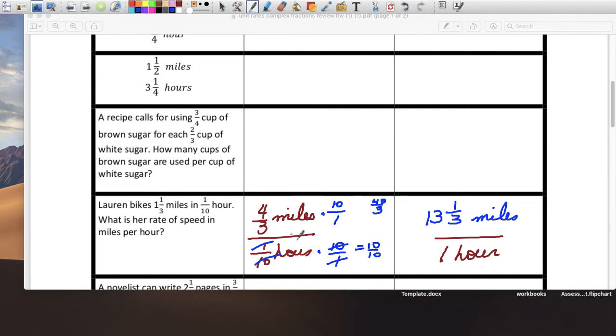So if Lauren continues biking for 1 full hour, how far is she going to go? 13 1/3 of a mile. Okay.